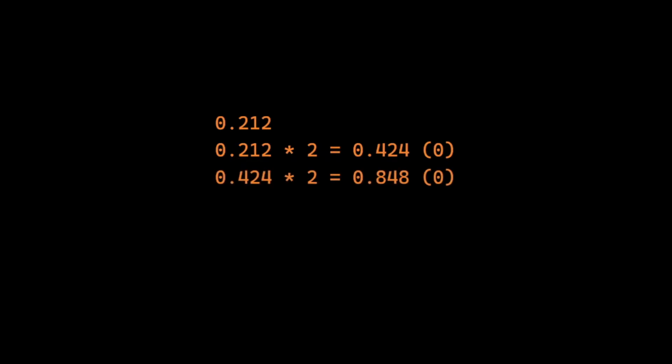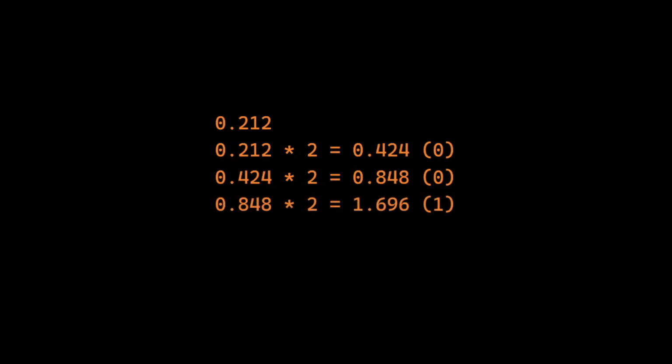The method here is the opposite of the division method. We repeatedly multiply the number by 2 and keep track of the ones place. Start with 0.212. We multiply that by 2, and we get 0.424. We notice that the ones place is 0. Next, we multiply 0.424 by 2. We get 0.848, and notice that the ones place is still 0.